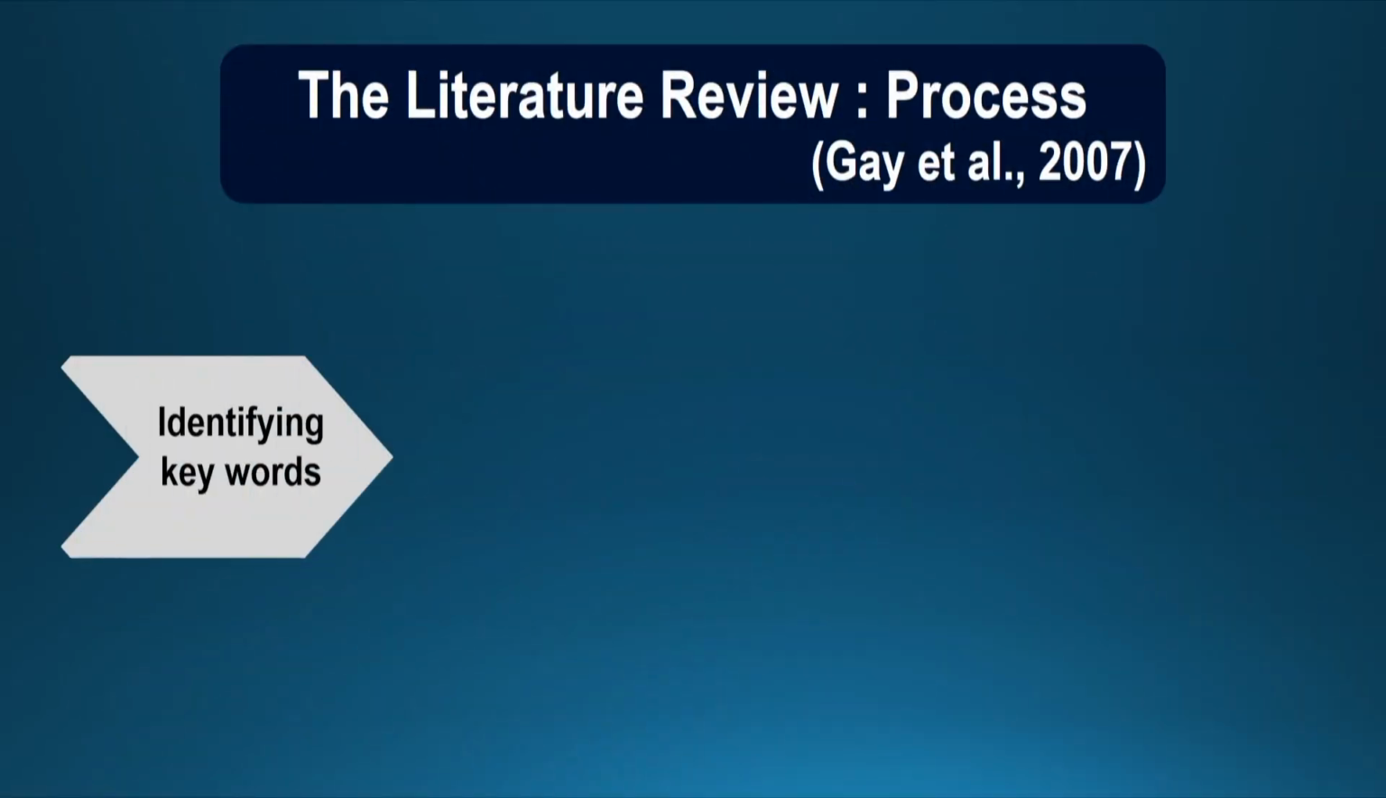Let us now understand the process of carrying out review of related literature. It passes through a number of steps, and the very first step in carrying out review of related literature is to identify the key words in the problem.